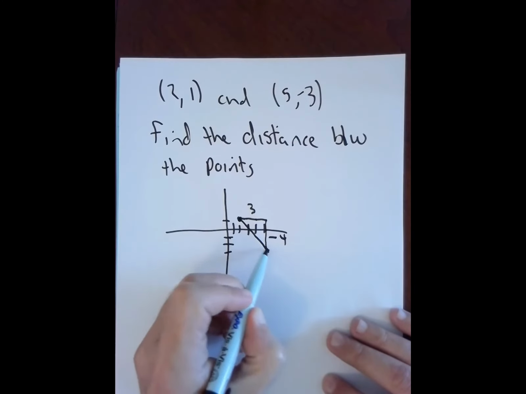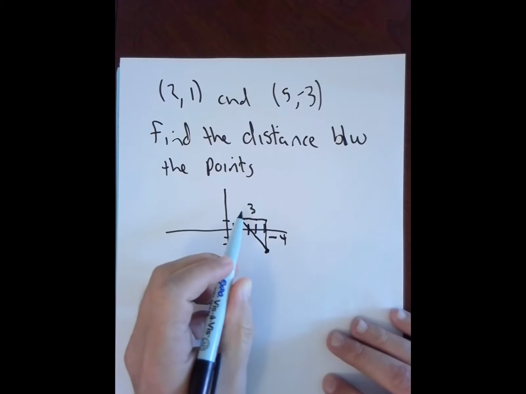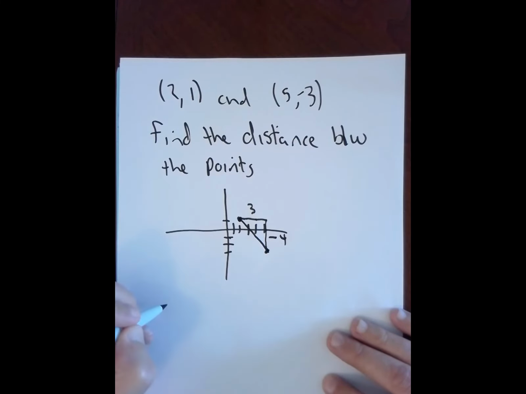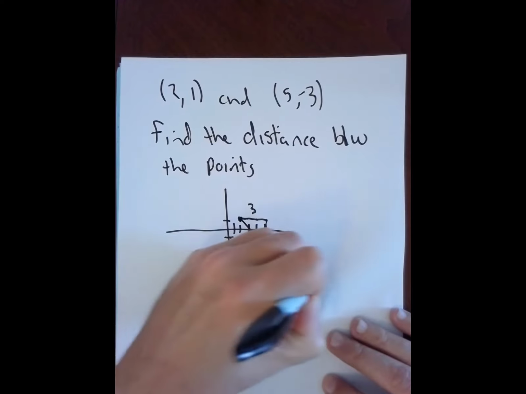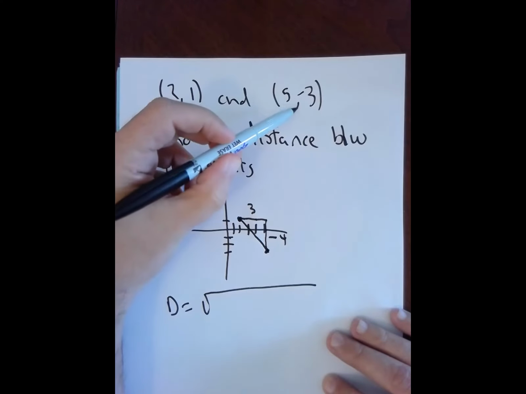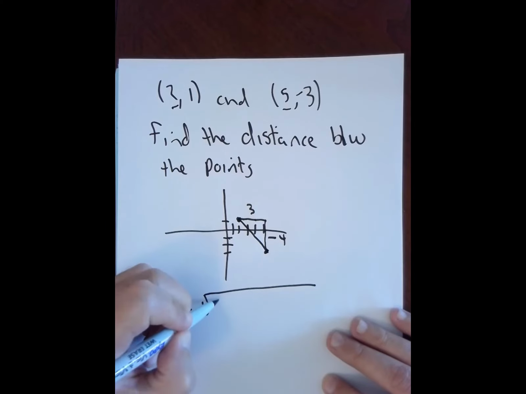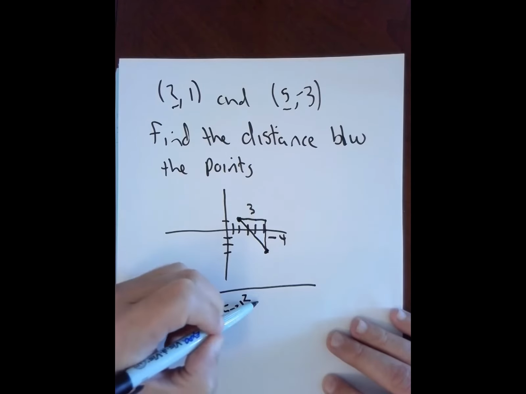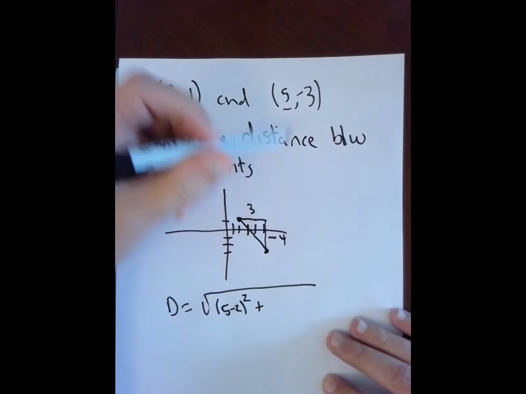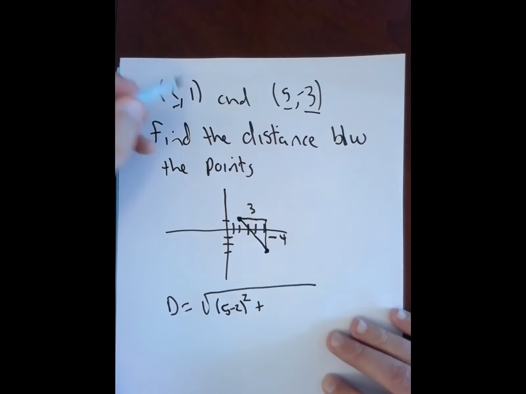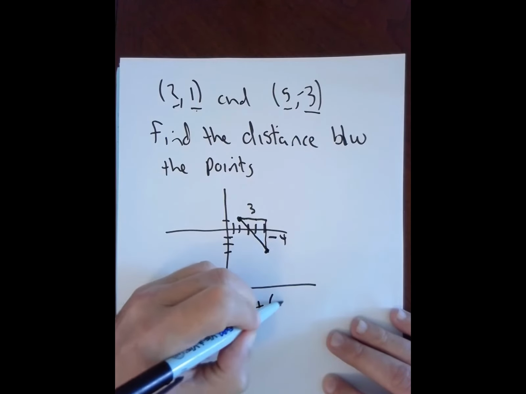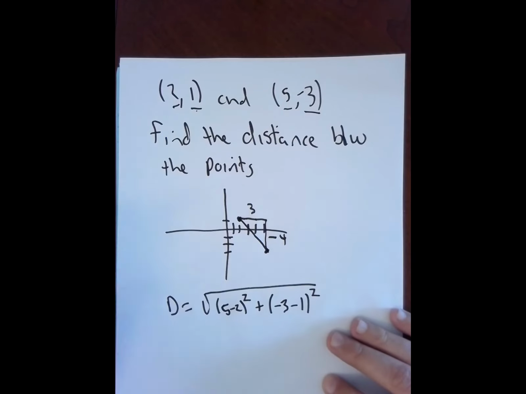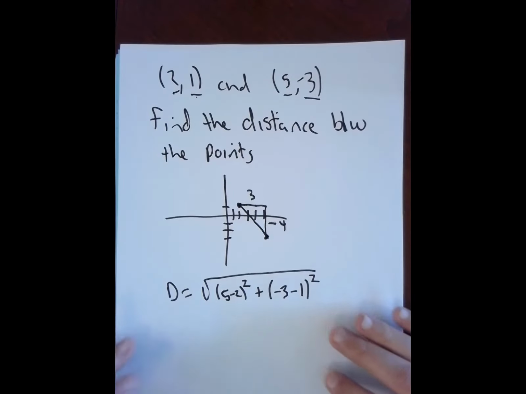So I want to know how long is this side, the distance between the 2 points, just Pythagorean theorem. So the distance will be the square root of the change in x, 5 minus 2, squared, that's our 3, plus the change in y, negative 3 minus 1, squared. And of course, negative 3 minus 1 is negative 4. We've got to be careful here. When you square a negative, it will become positive.